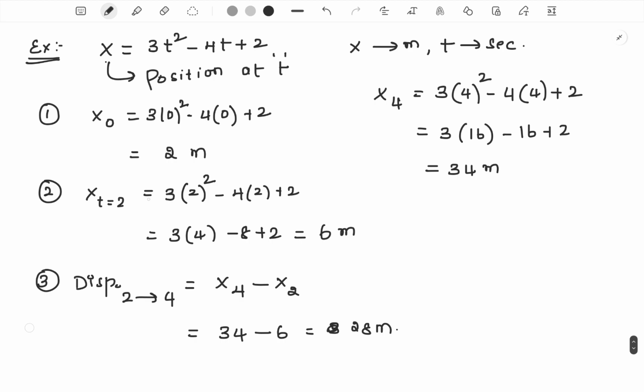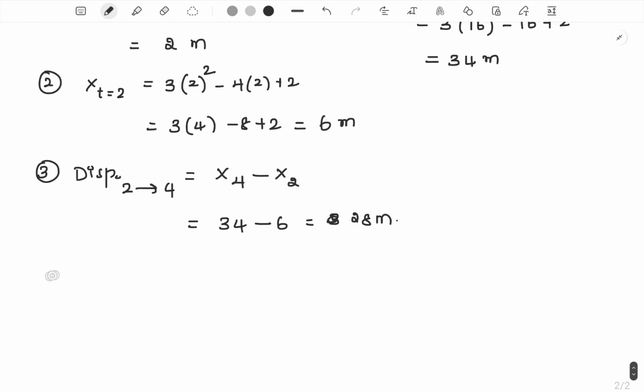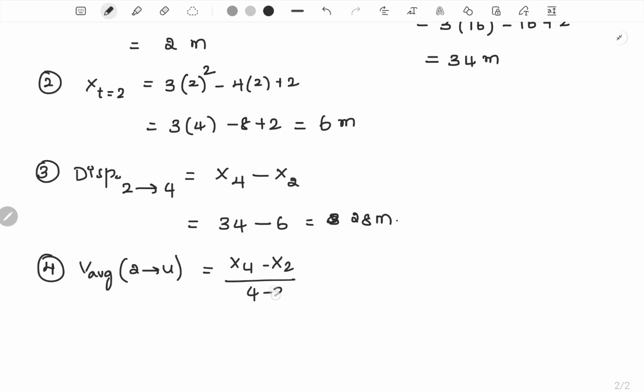First, let us try to calculate average velocity during an interval of time. Let's say we wanted to calculate average velocity between t is equal to 2 to 4. Average velocity is nothing but displacement during that interval divided by time taken, which is 4 minus 2. We already calculated the displacement between t is equal to 2 and t is equal to 4, which is 28, divided by 2, which is equal to 14 meters per second. That would be the average velocity.